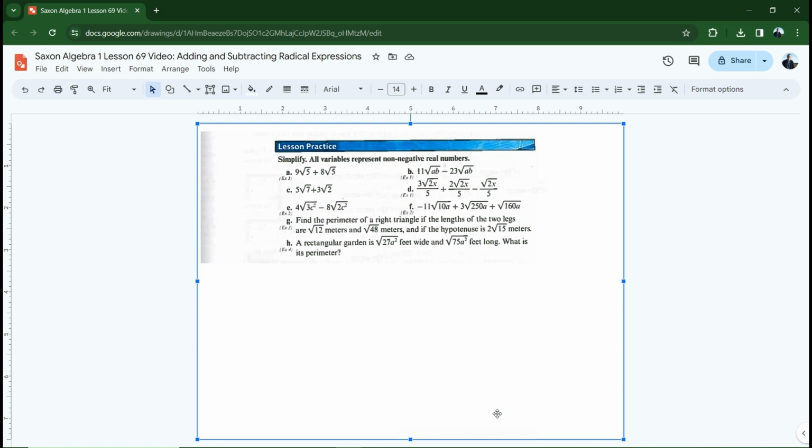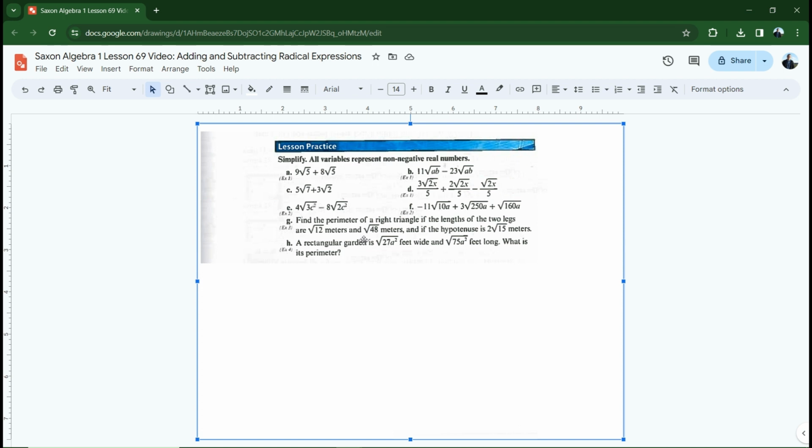Hey, algebra students, in this lesson we are going to be talking about adding and subtracting radical expressions. And here's how I want you to treat this lesson. First of all, you need to understand that you can simplify radicals like we've done in previous lessons. So if you see a radical that you believe has a perfect square factor in it, you need to get those perfect square factors out.